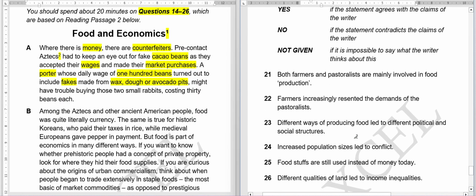Let's see. 21st. Both farmers and pastoralists are mainly involved in food production. So, is there any mention of farmers or pastoralists? Let me just clarify something. Farmer is quite a common word, you should know it. It is a person who grows food. And what is a pastoralist? This term is used for a farmer who herds or raises sheep. So for vegetables and for animals basically. I hope it is clear. Whichever paragraph mentions farmers and pastoralists will have 21 as our answer.